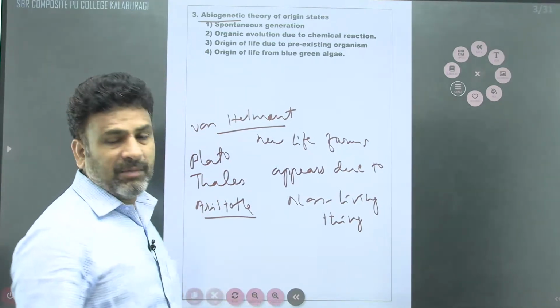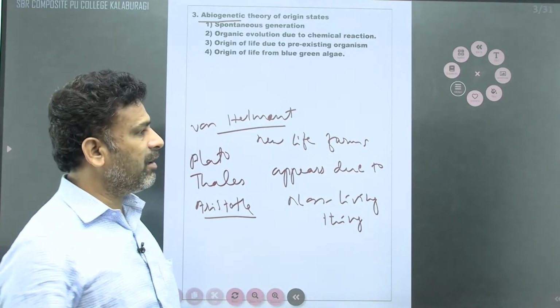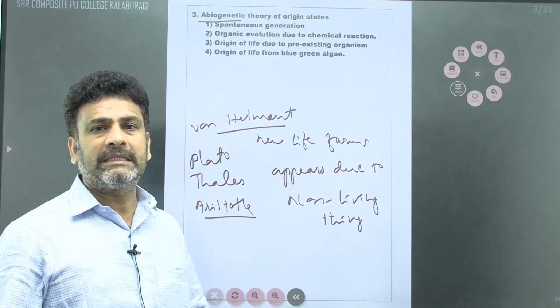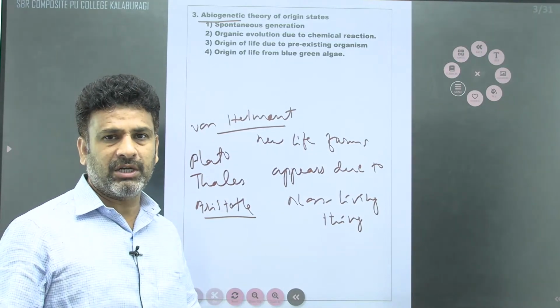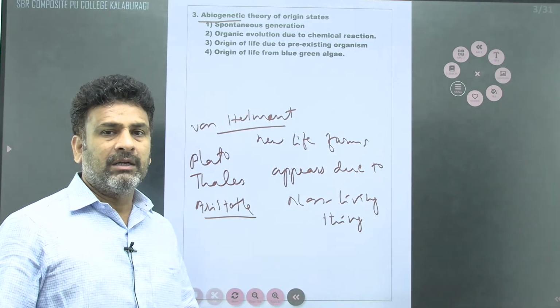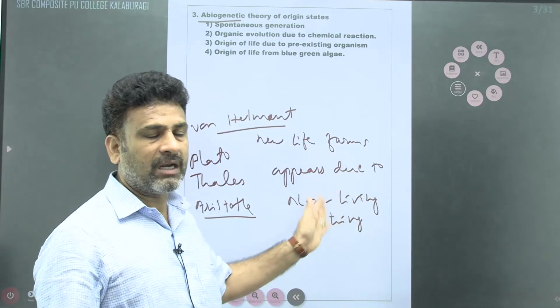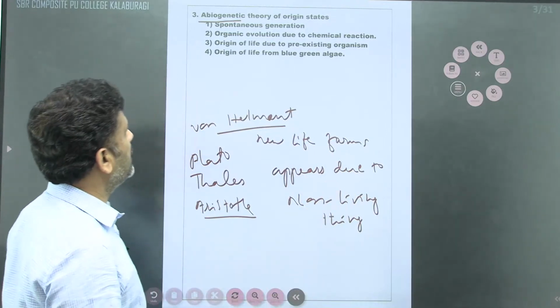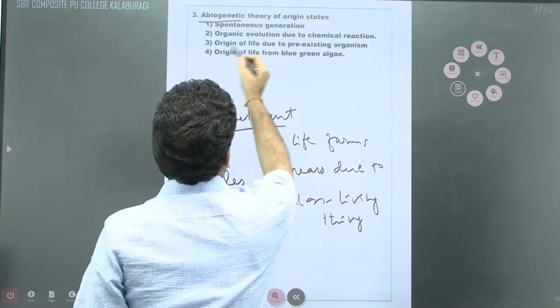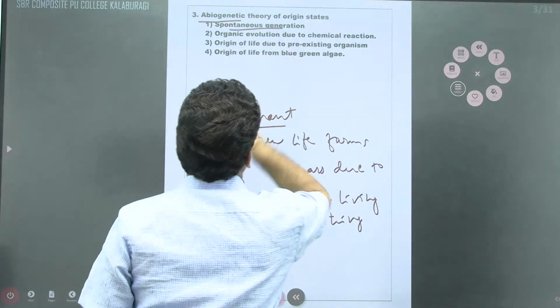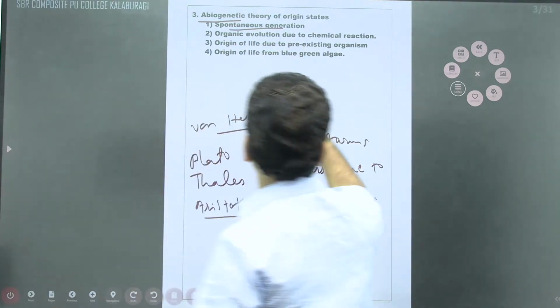According to this abiogenesis theory, the first life form evolved, or arose, in ancestral Earth's climatic condition in an aquatic medium due to non-living substances. That is called abiogenesis. This is also called spontaneous generation. The organic evolution is due to chemical reaction.